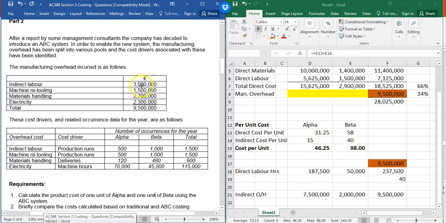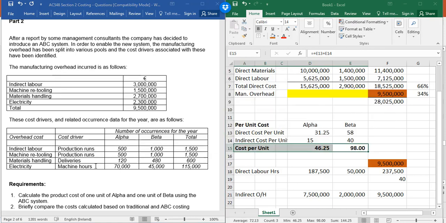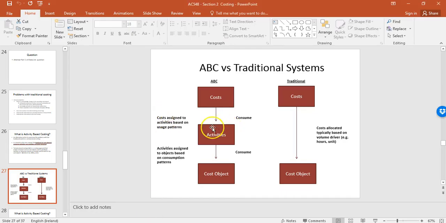So hopefully what you're seeing here is you have 4 different cost pools, and for each of the overhead costs, you're told a particular driver, either production runs, deliveries, or machine hours. So we'll notice here now we're not even using labor hours. So we're saying there are more relevant cost drivers that will more accurately reflect how much of the resources each product consumes. Because remember, that's what we're interested in. We're interested in how much of each activity a product consumes. We want the best driver of that.